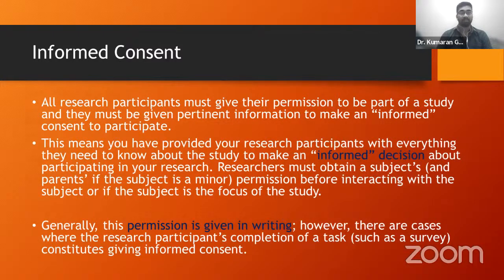And the researcher must obtain permission from the parents of minors before they can take part in the study. Generally, this permission is given in writing. However, there are cases where the participant is just completing a task, such as a survey. As I told you earlier, make sure that in whatever way, you get the permission. If we do the survey in a Google form, on the last page of the Google form, make sure you put a clause there: I voluntarily agree to participate in this survey.